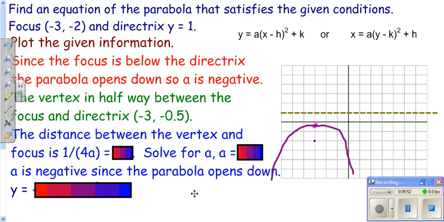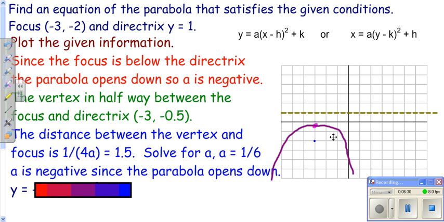Well, if it opens down, we know it's going to be y equals. If it opens down, you also know that a is negative. Well, how do you find that value of a? Well, remember the distance from your vertex to your directrix, or your vertex to your focus, is always that 1 over 4a. And in this case, that's 1.5. So you go 1 over 4a equals your 1.5. And then you want to solve it. You may want to write this as 3 over 2. You'd have a fraction equal to a fraction and cross multiply. When you solve it for a, then you would get 1/6.